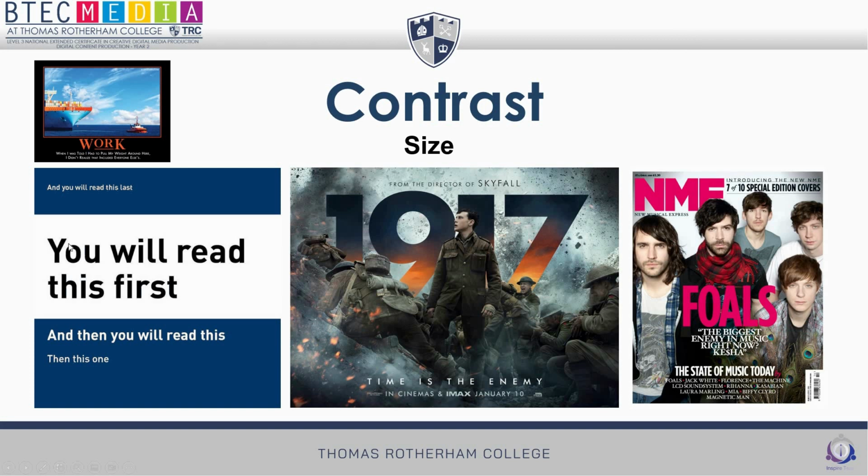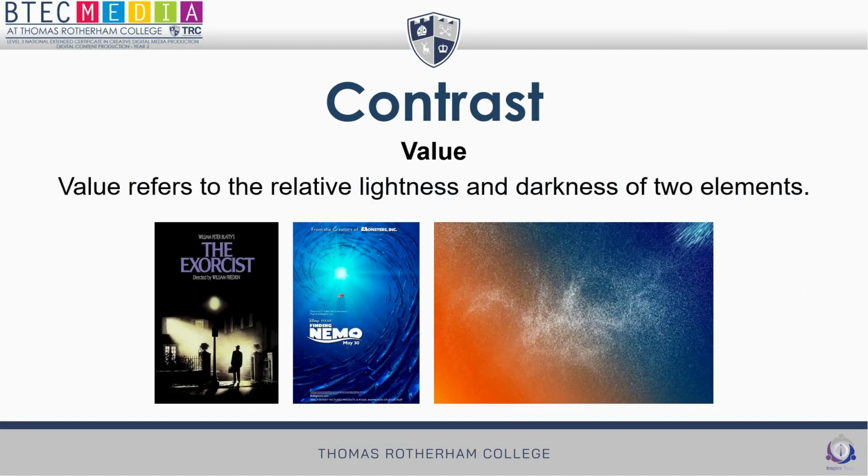So, for example, this one here, you will read this first, then you read this, then this one, and then you read this one. The reason why we read this first is because it's the biggest. This is contrasted against all these other elements to make sure you read it first. Same with this. In terms of text, 1917 is the biggest piece of text on there. Therefore, the contrast that this text has with these pieces of text is going to make sure that we read it first.